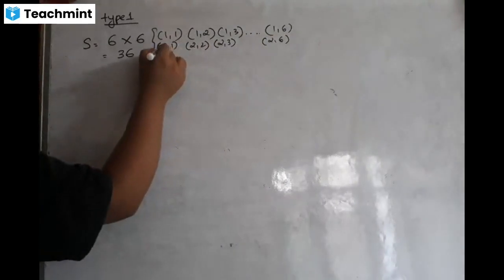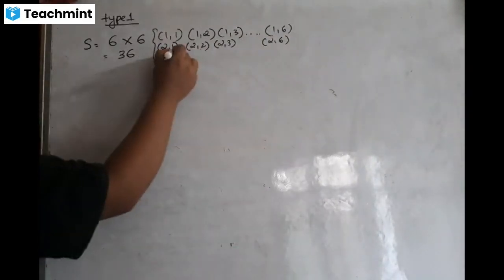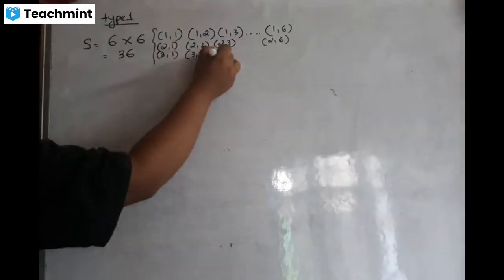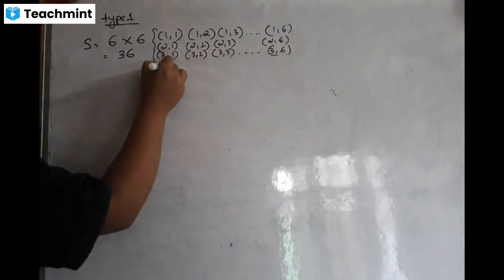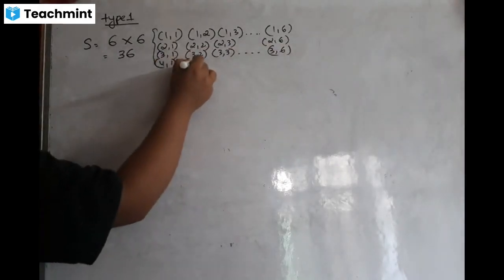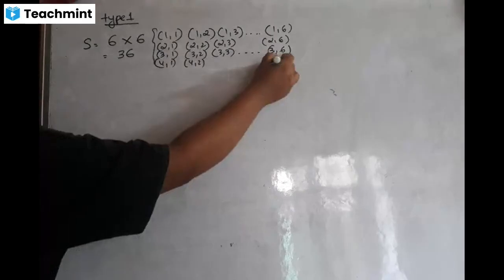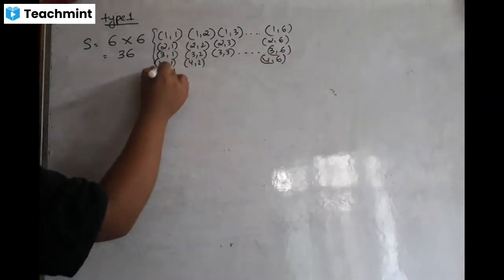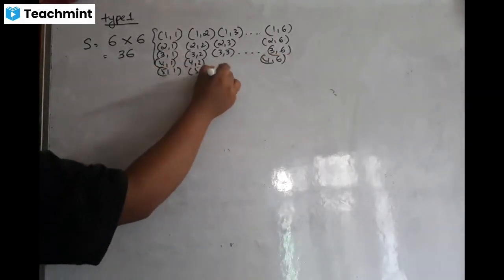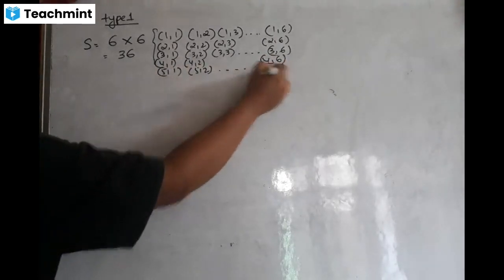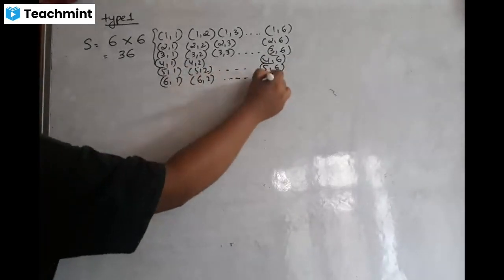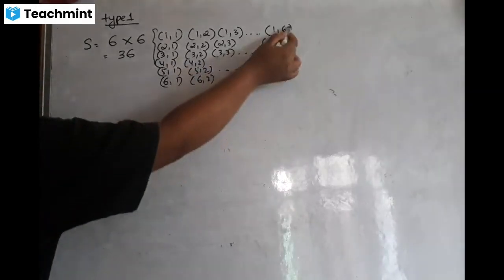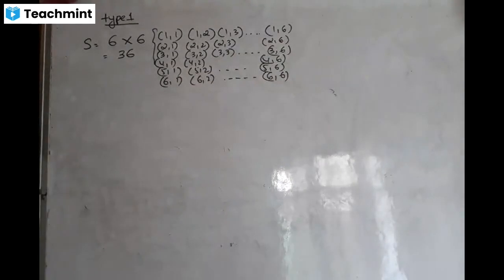Similarly, if you get 3 in the first die, in the second die you will get 3, comma 1, 3, comma 2, 3, comma 3, dot, dot, dot, 3, comma 6. Similarly, 4, comma 1, 4, comma 2, dot, dot, dot, 4, comma 6. Then 5, comma 1, 5, comma 2, dot, dot, dot, 5, comma 6, and finally 6, comma 1, 6, comma 2, dot, dot, dot, 6, comma 6. So these are all the possible outcomes when you roll 2 dice.